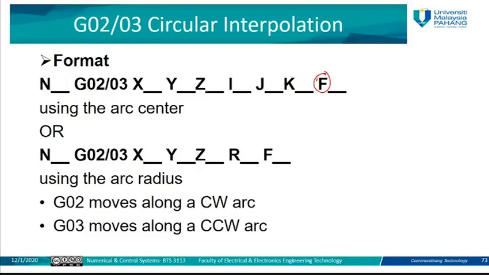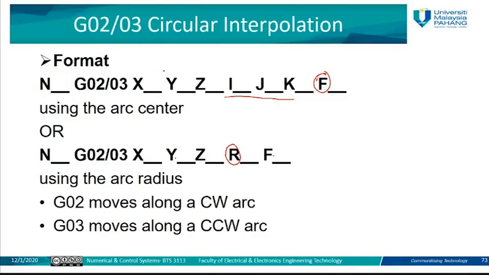In the case of using the radius, where the radius value is already known, we define X, Y, Z, then we define the value of the radius, then the feed rate. No need to have these three I, J, K. So these are the two ways to use circular interpolation in the G code.